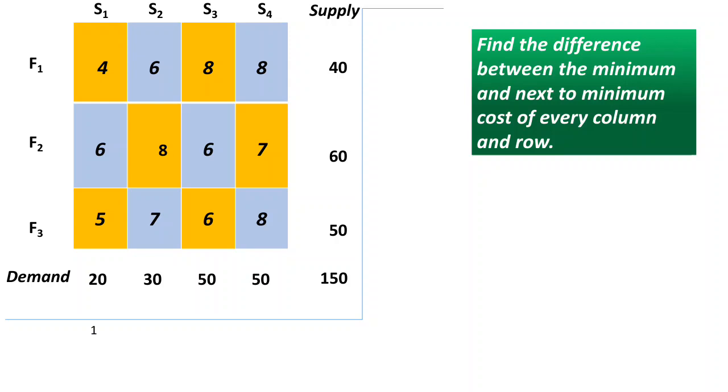We have 5 minus 4, 1. For column 2, again 7 minus 6, 1. For column 3, 0, because we have 2, 6 value which are same. And for column 4, 8 minus 7. For row 1, 6 minus 4. For row 2, 2, 6 value, so 0. For row 3, again 6 minus 5, so 1.